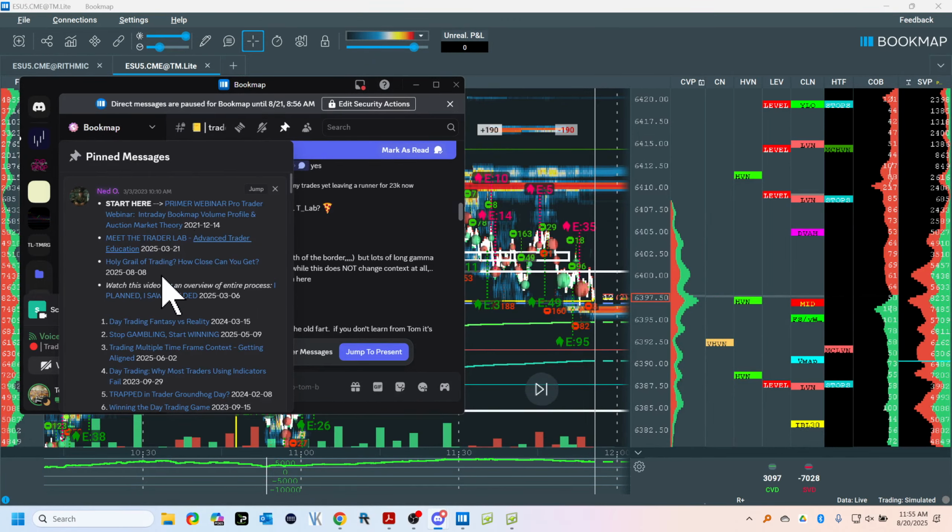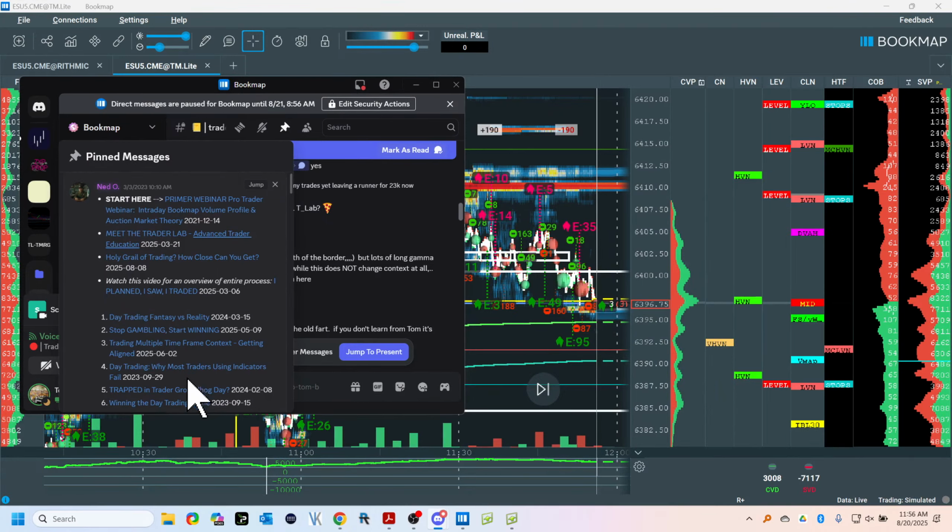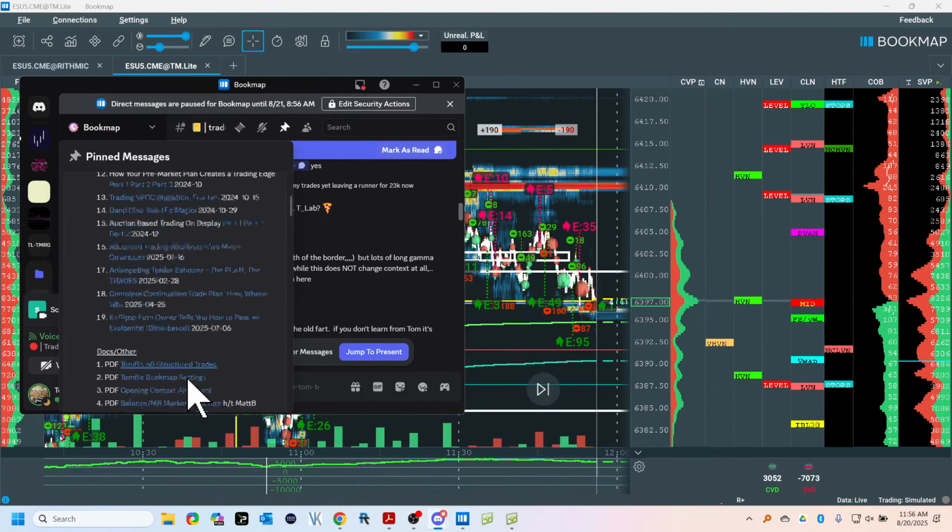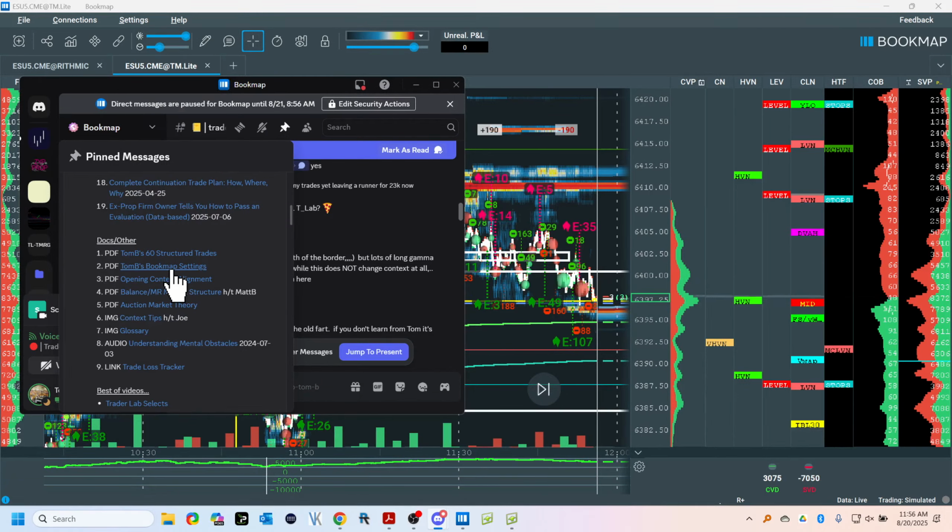Here, the holy grail of trading. Does it exist? No. But how close could you get? Well, for me, this is the holy grail of trading, but that's just me. I'm sure there's others here that have other things that they consider. Stop gambling. Start winning. Trading multiple time frames, if you will. How do you determine all this? Why do most retail traders fail? And much more. And there's also a document section, the statistics you hear me quote.